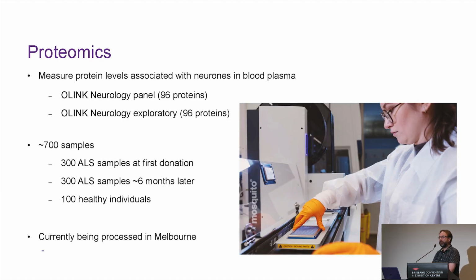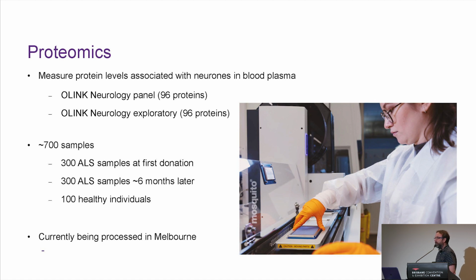The way we're going to measure these is using a technology called Olink. This is a company, I think, out of Sweden, and they provide panels that we can use to measure proteins in the blood. We have actually used 2 panels. We were funded to do the first panel, the neurology panel, which has 96 different proteins that are important for neurons in it.